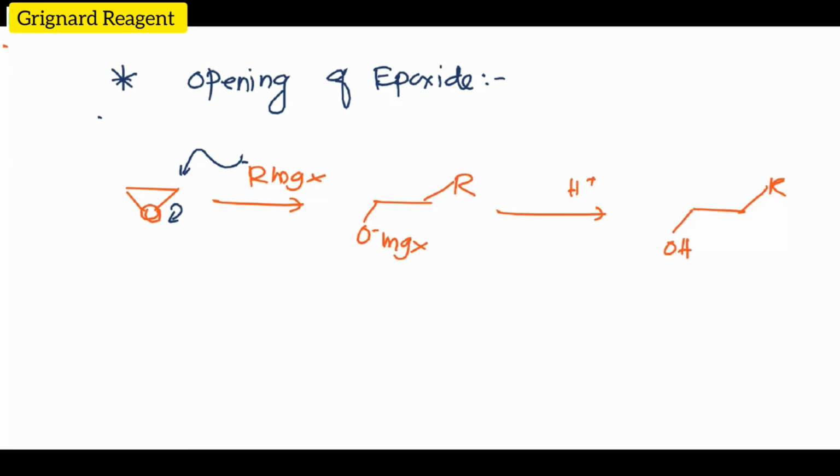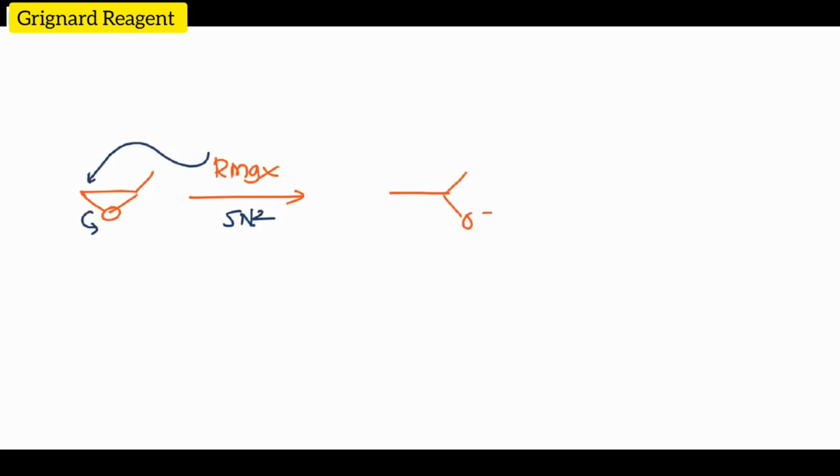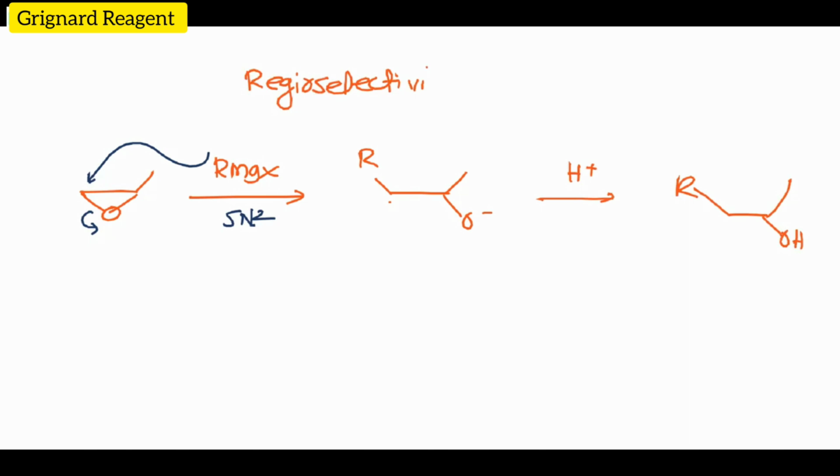But there is regioselectivity. Whenever we have an unsymmetrical epoxide, we already learned this chemistry. Regioselectivity in the opening of the epoxide: Grignard reagent always opens the epoxide from the sterically least crowded side, like an SN2 reaction. So this will open like this, and here the more substituted alcohol will be obtained. This is the regioselectivity.